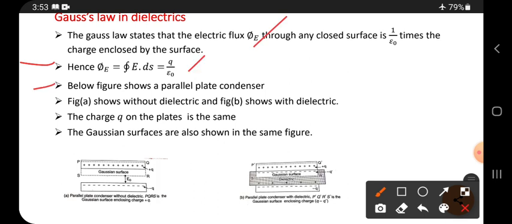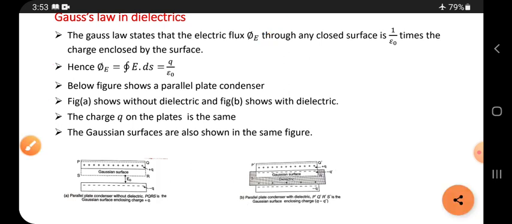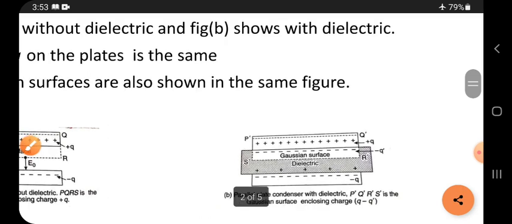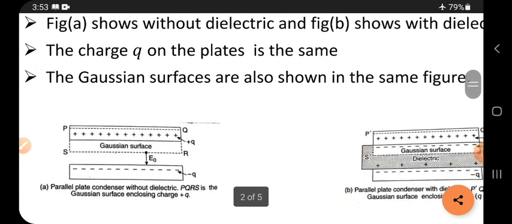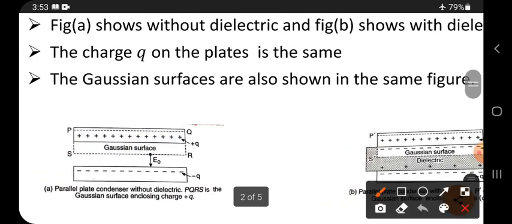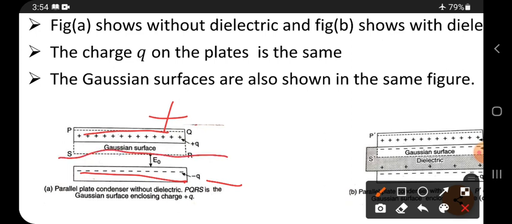Now, the figure below shows the parallel plate condenser. Figure A shows it without dielectric. See, it is one plate and it is another plate. This plate is positively charged and the other is the negatively charged plate. In between these two plates, no dielectric is kept. So that is why it is without dielectric.